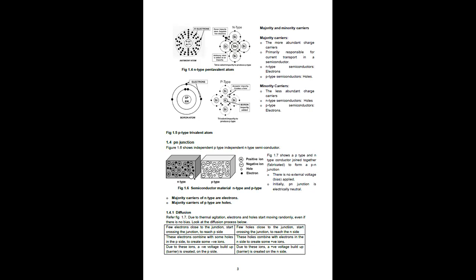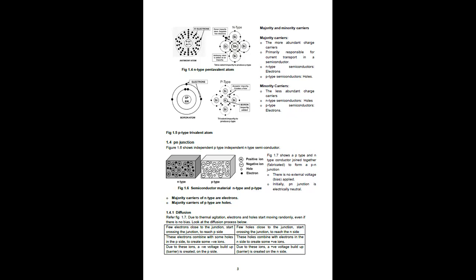Now we have to merge these two. By combining these two we will get a p-n junction. This is actually the basic element for any electronic circuit, that is the diode. There will be a diffusion when these two are touched. There will be motion of electrons and holes.